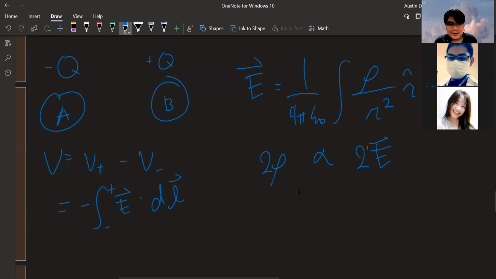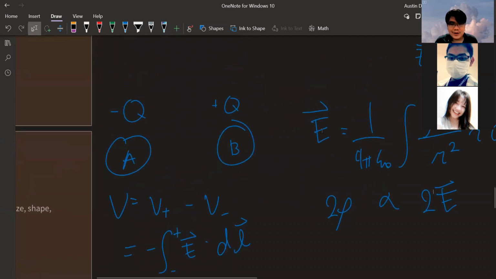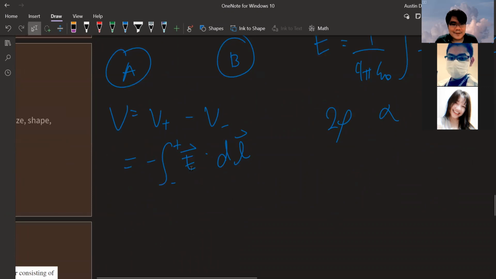So, si rho, or yung charge distribution mo, is actually proportional to E. Then, kung papansin nyo dito, proportional si E kay V. Then, we could actually write V as something like... baliktad. Mas maganda yung baliktad.